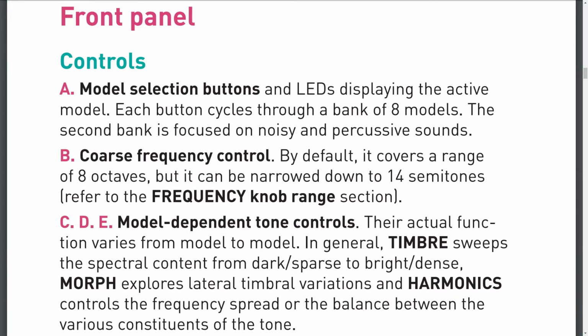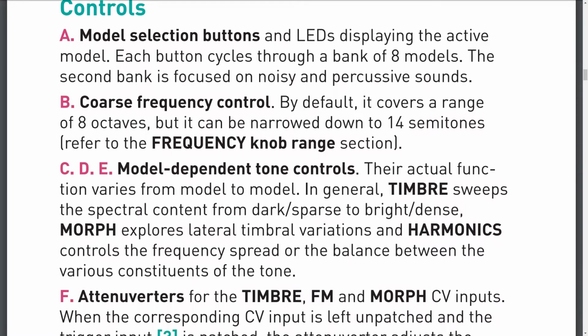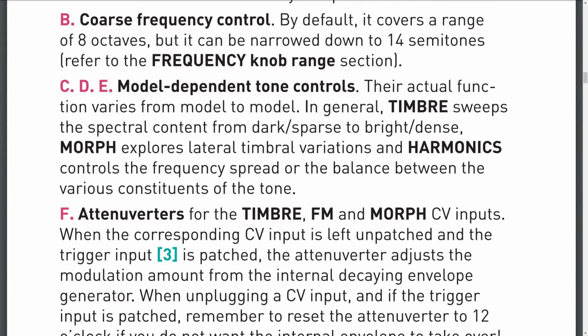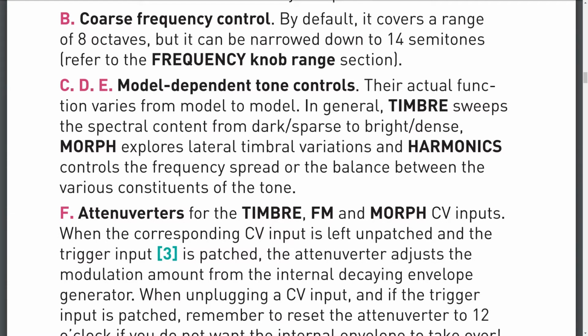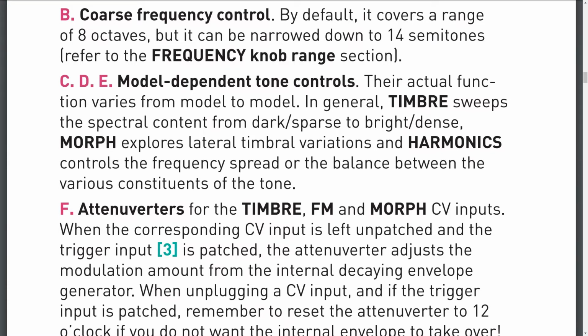Front panel. Controls. A. Model selection buttons, and LEDs displaying the active model. Each button cycles through a bank of 8 models. The second bank is focused on noisy and percussive sounds. B. Coarse frequency control. By default, it covers a range of 8 octaves, but it can be narrowed down to 14 semitones. Refer to the frequency knob range section.